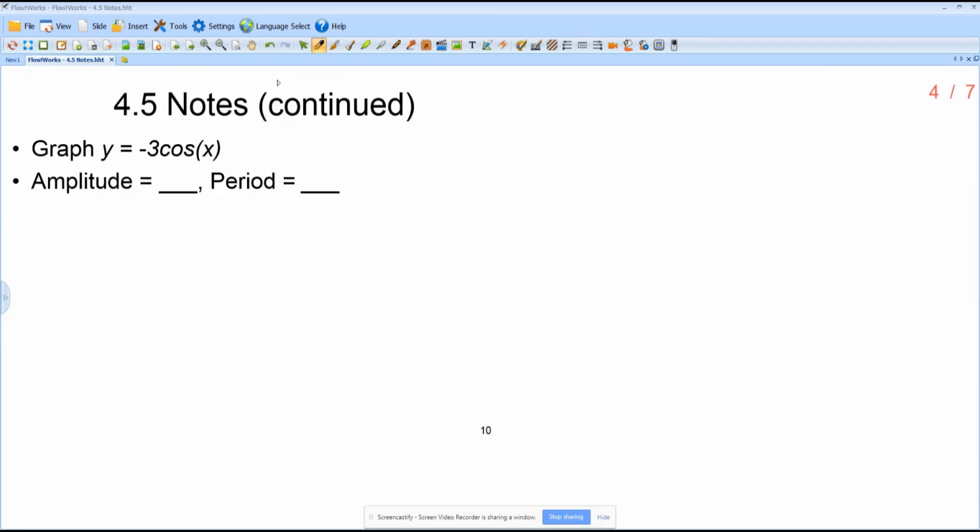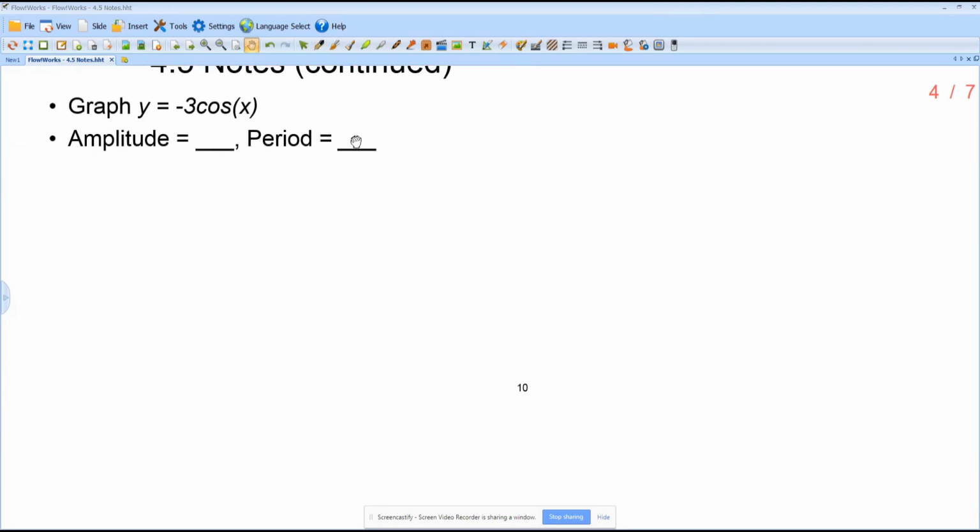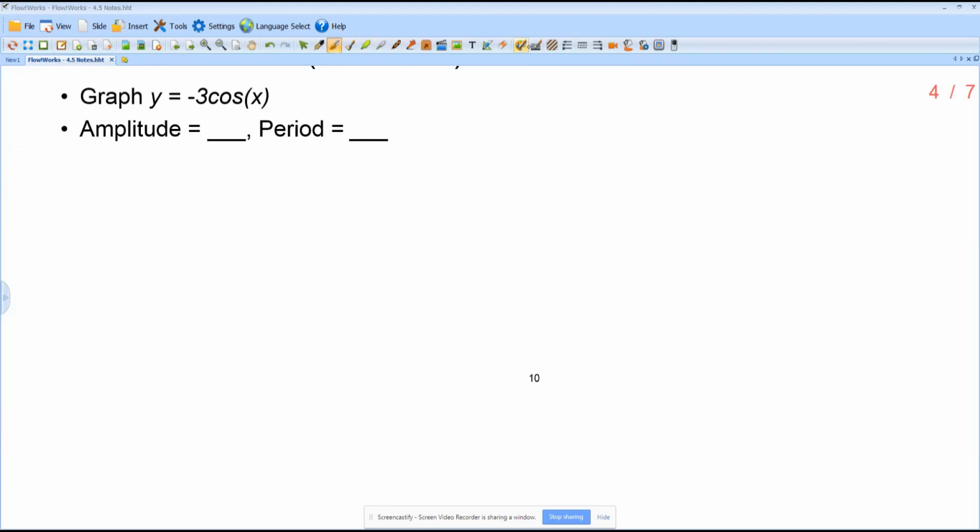All right, looking at another one, we have y equals -3 cosine x. So first thing we want to talk about, the amplitude. The amplitude here is a +3. However, this negative tells you that there is a change in the y. So we're reflecting over x. The period is just 2 pi, because we do 2 pi over 1.